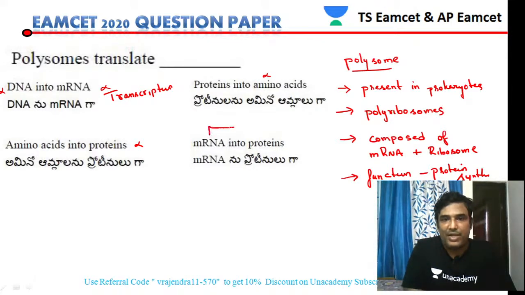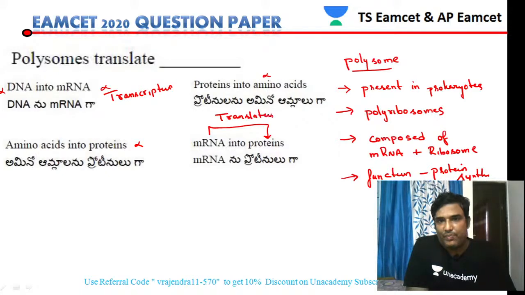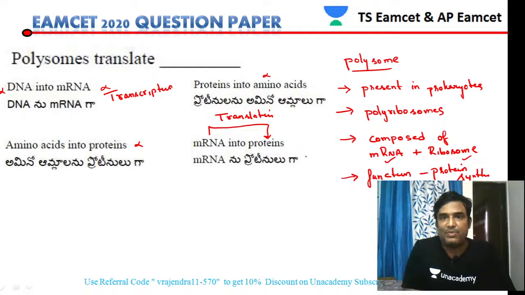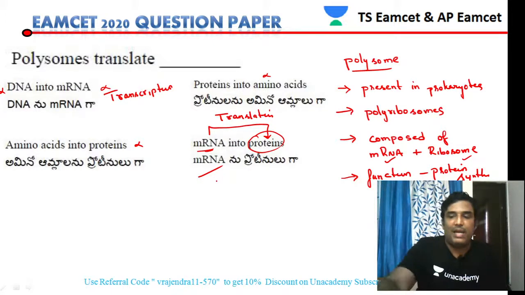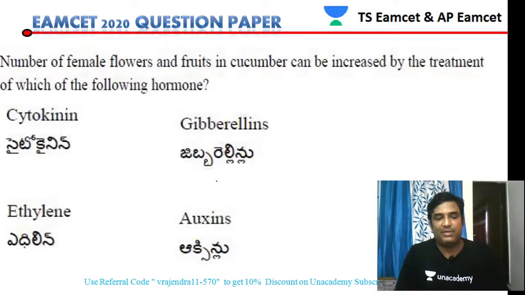mRNA into protein is the process called translation. Here you can see the polyribosomes have mRNA as well as ribosomes. The mRNA will be attached by ribosomes and converted into protein. So the fourth option will be our answer, mRNA into protein. That is the answer for this question. Let us move to the next question.